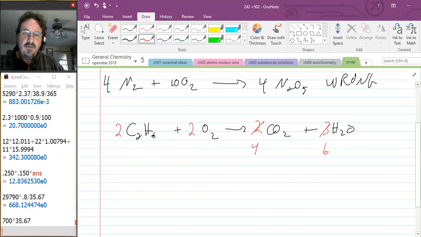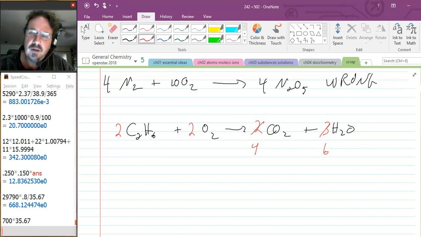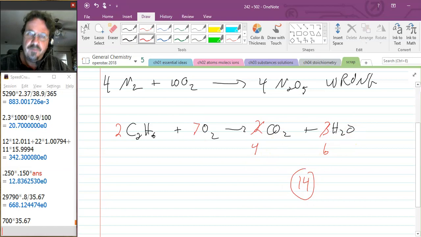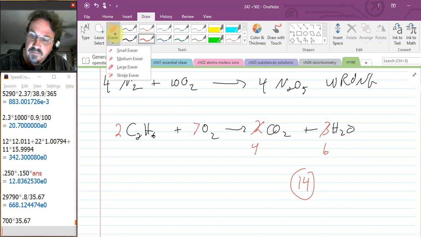Now, I haven't changed any carbons or the hydrogens because I did the same thing to everything, so those are still balanced. But now look at the oxygens. I've got 8 plus 6. 8 plus 6 is 14 total. On the left here, I could get a 14 by putting a 7 out in front there. Now I've got 14, and I'm done.